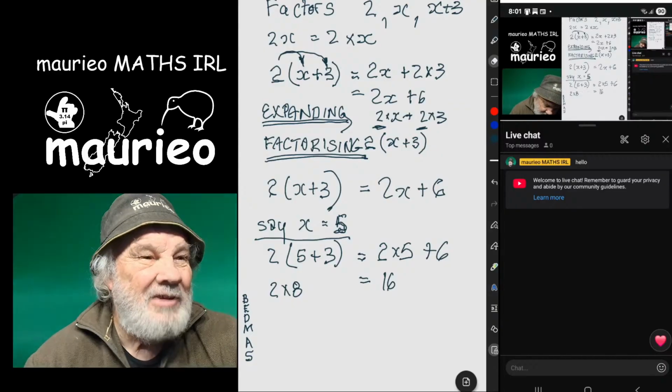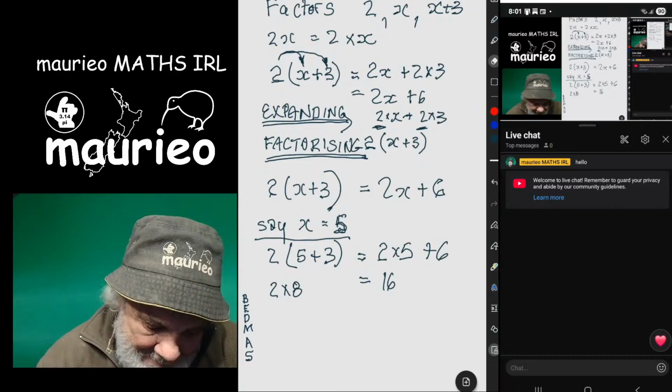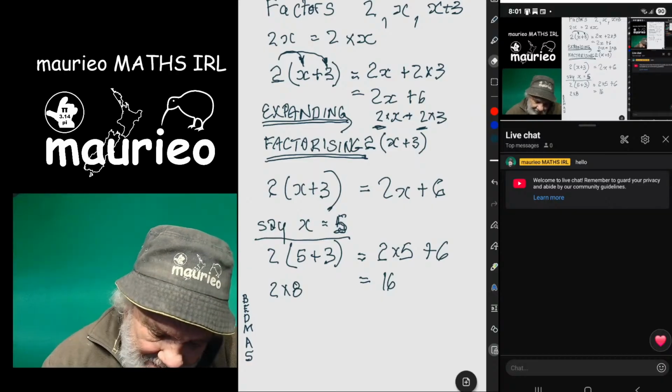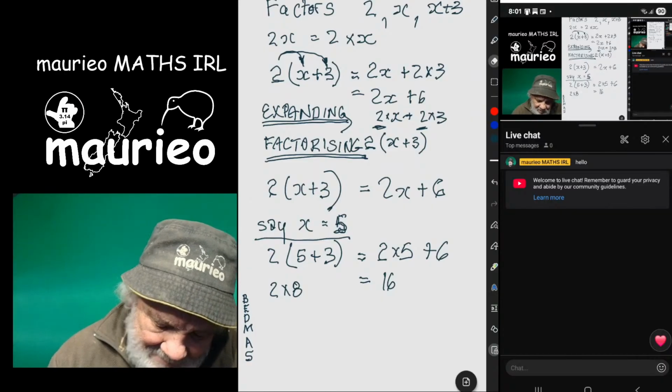But same answer, so they're both right. Okay, so you can see that this one's gone 2 times 8.